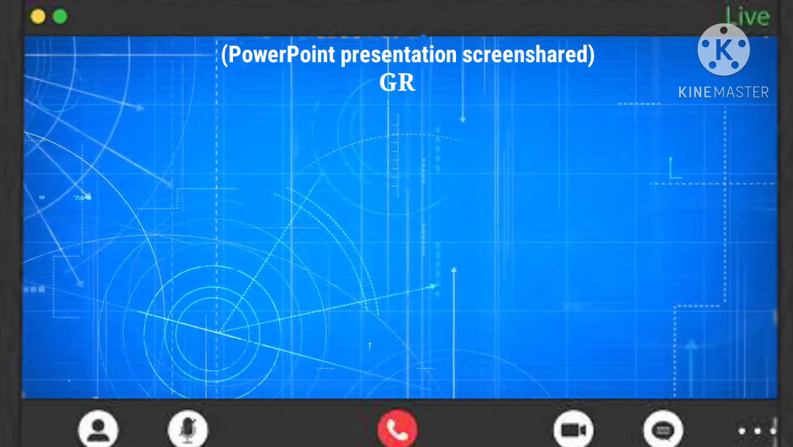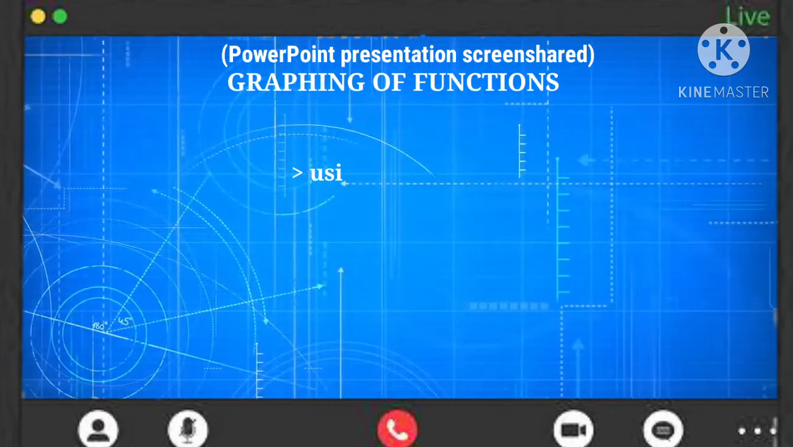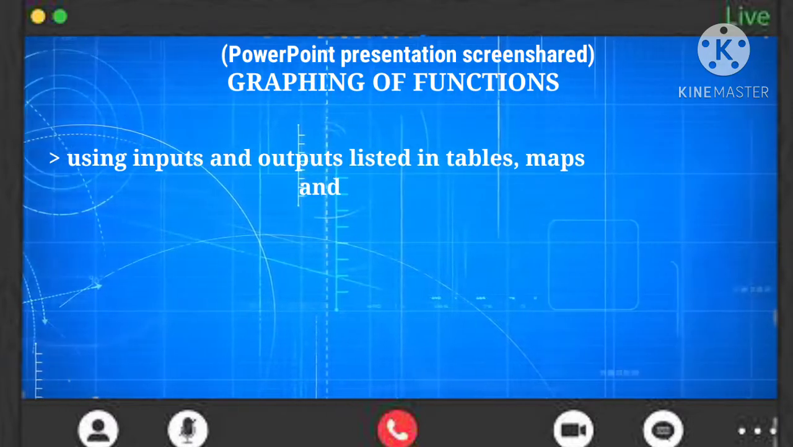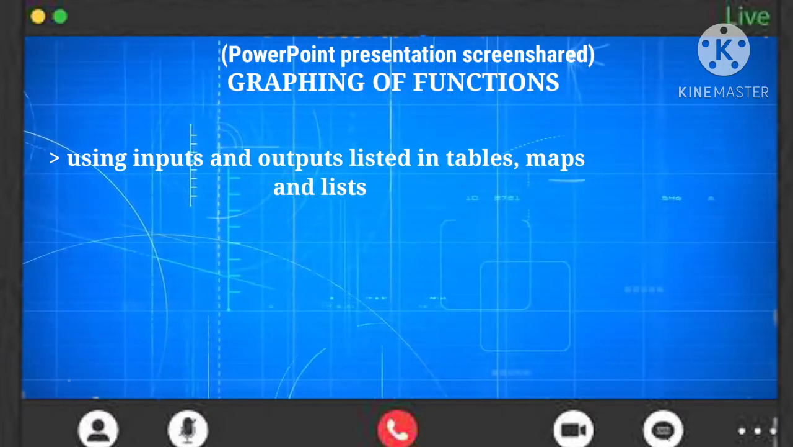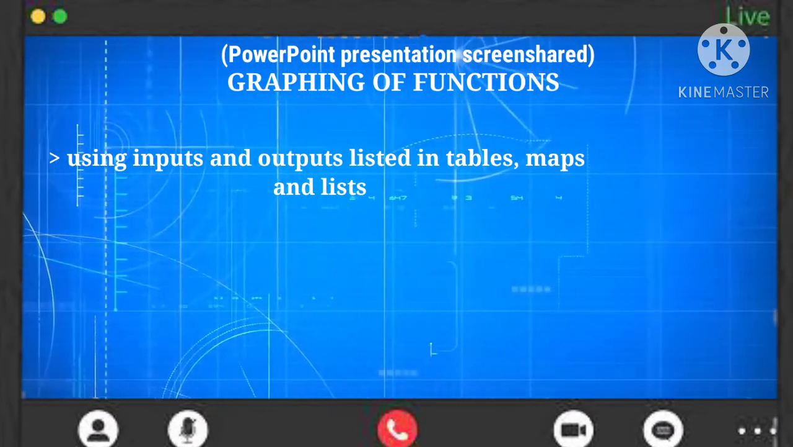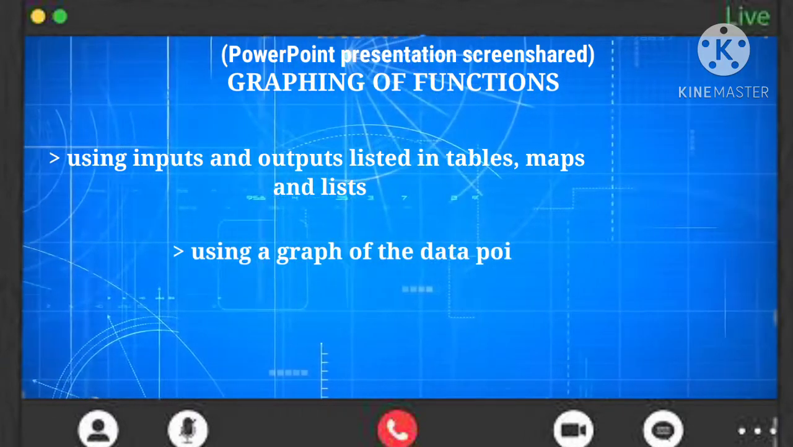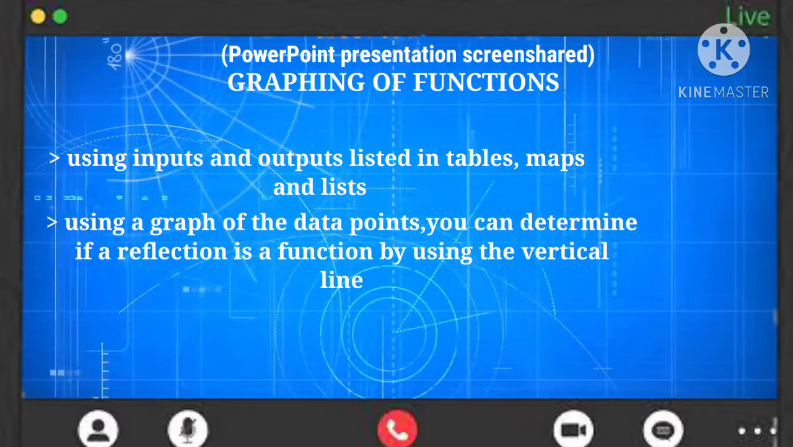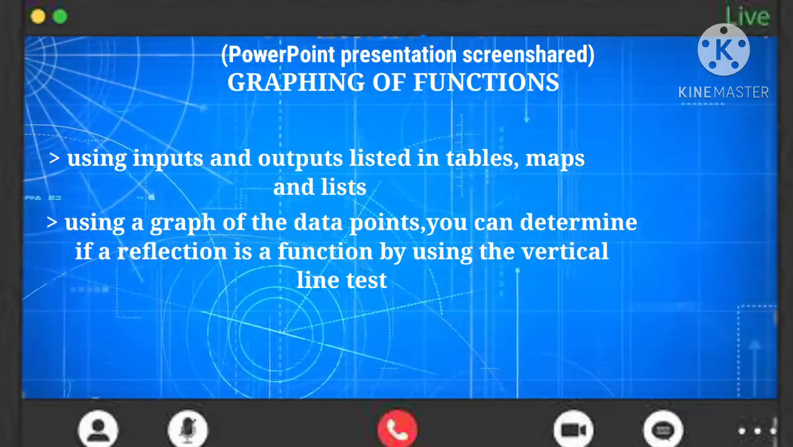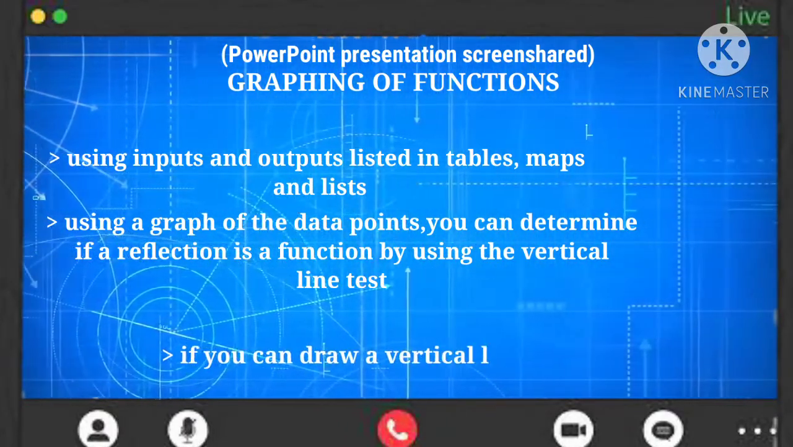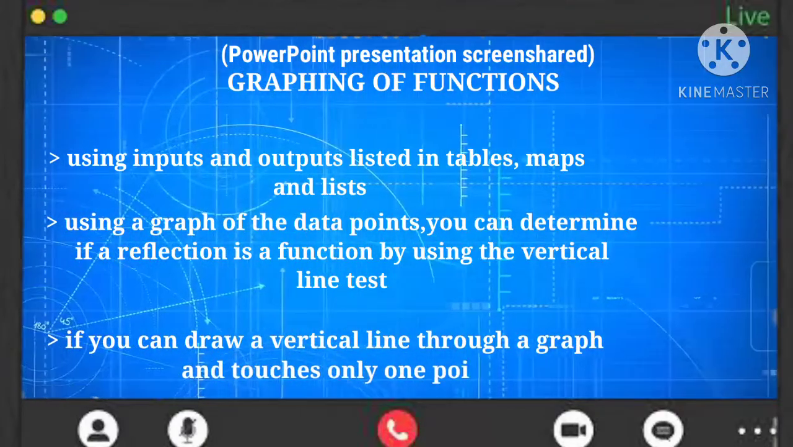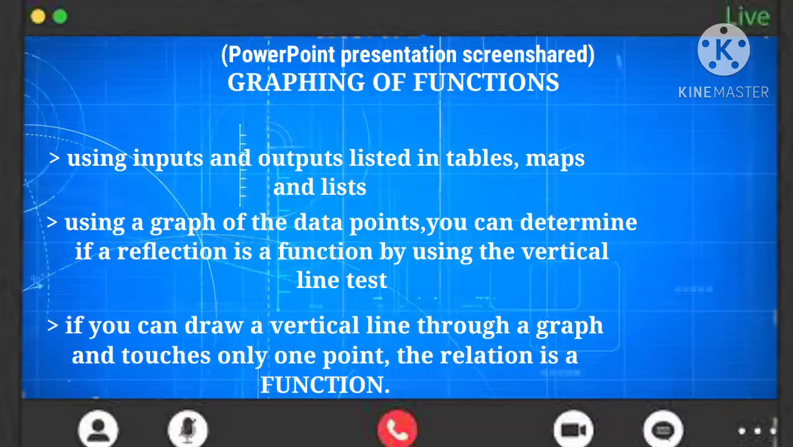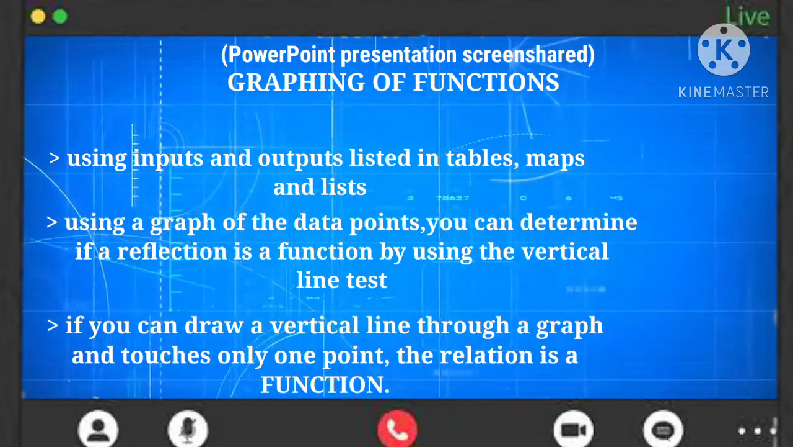Now let's proceed to graphing functions. Using inputs and outputs listed in tables, maps, and lists makes it easy to plot points on a coordinate grid. Using a graph of the data points, you can determine if a relation is a function by using the vertical line test. If you can draw a vertical line through a graph and touch only one point, then the relation is a function. Let's take a look at this map.